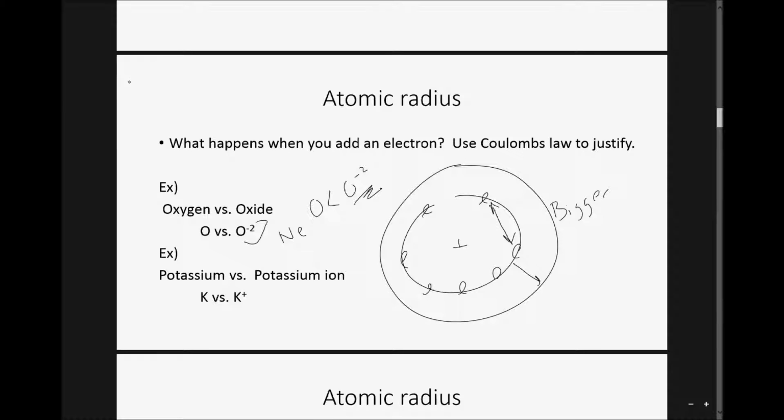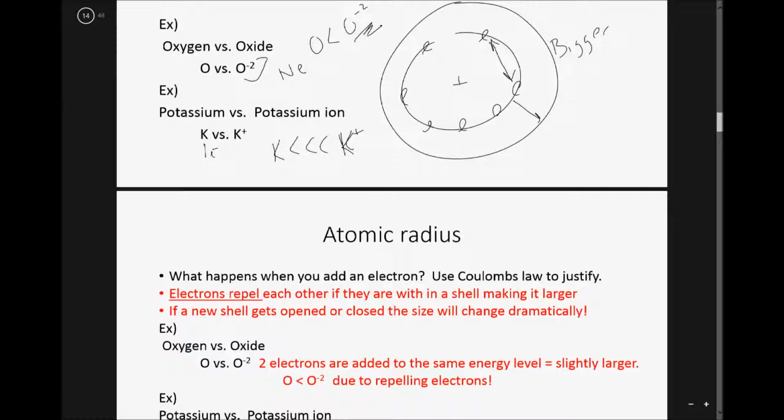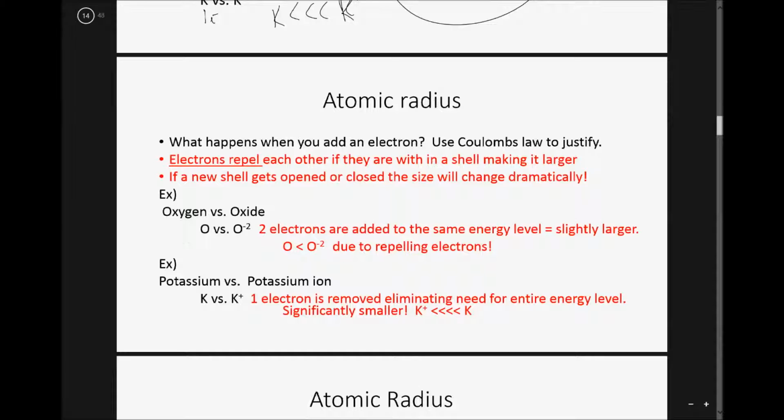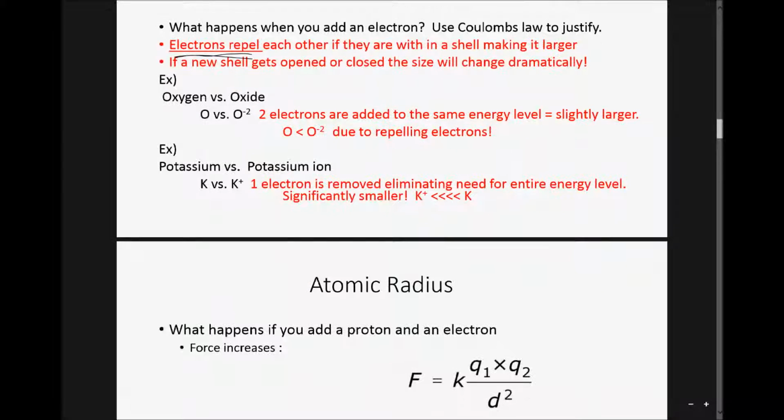Here we have potassium versus K plus ion, potassium ion. And keep in mind that potassium only has 1 valence electron. So when we lose that electron, we lose a whole energy level. So potassium is much, much smaller than K plus because we lost an energy level. There is my answer for that particular question. And again, of course, they repel. They are bigger because of the repelling force of Coulomb's law, Coulomb repulsion.